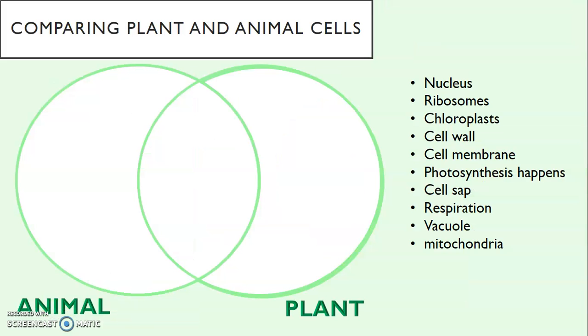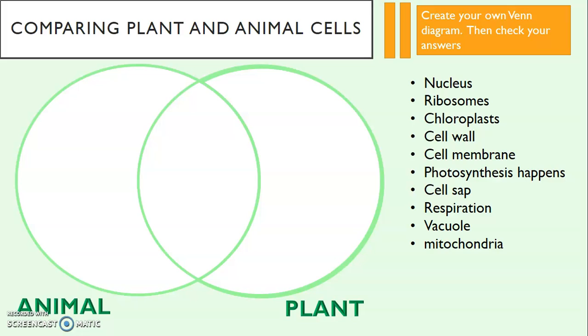Okay, so you've got a diagram of your plant and your animal cell. So now I just want you to have a go at comparing a plant and animal cell. What I've got here is a Venn diagram, and on the side we've got some different things. Some of them are organelles, some of them are functions. So I would like you to do a quick pause and place the bits into the right part of the Venn diagram.